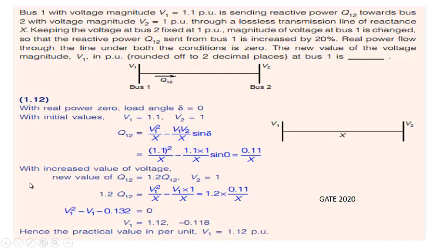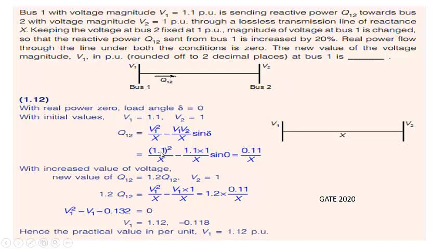In the next condition, when this Q12 is increased by 20%, this Q12 will now be 1.2 Q12. So 1.2 Q12 is equal to V1 square by X minus V1 into 1 divided by X, because V2 is kept at 1 per unit, and cos of delta is again equal to 1. So this will be V1 square minus V1 by X, equal to 1.2 times Q12, which is 0.11 by X. This is equal to 1.2 into 0.11 divided by X. This X and this X will cancel out. This comes out to be V1 square minus V1 equal to, when you multiply 1.2 into this, 0.132. Solving this, V1 will be equal to 1.12.